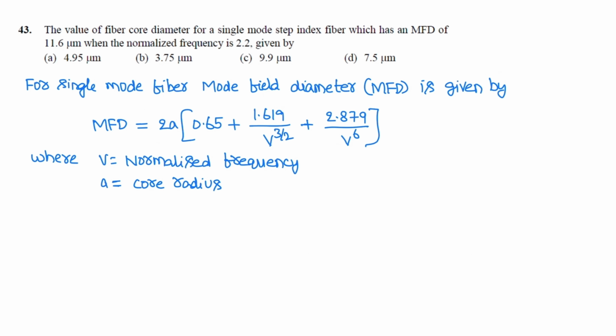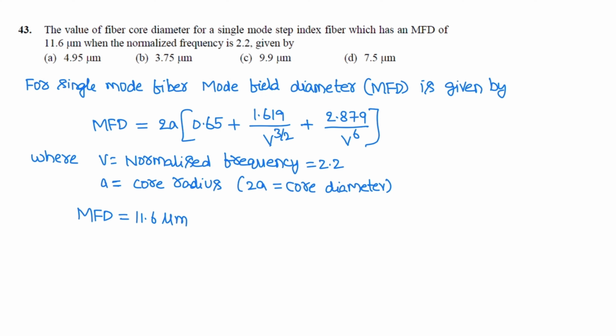Next question. The value of fiber core diameter for a single mode step index fiber which has given mode field diameter 11.6 micrometer and normalized frequency 2.2. a is the core radius, so 2 times the core radius is the core diameter. In the question, he asked to calculate the value of core diameter.